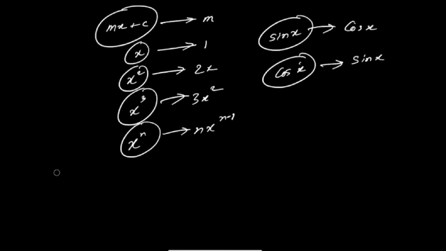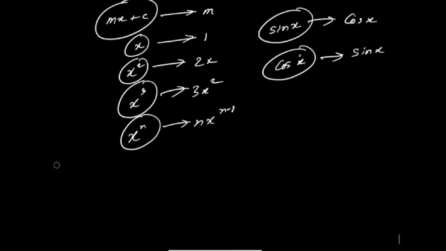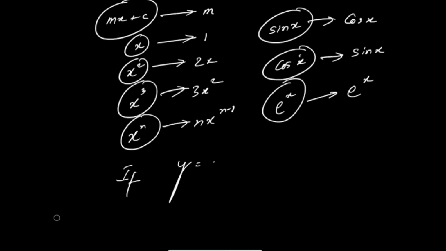One derivation I will not do here because of the time constraint. Generally I do it in normal classes when the preparation time is 1 or 2 years, but now there is not enough time. I will derive it in some extra lecture, but not here. The derivative of e power x is e power x. That means if y equals e power x, then dy by dx is also e power x.